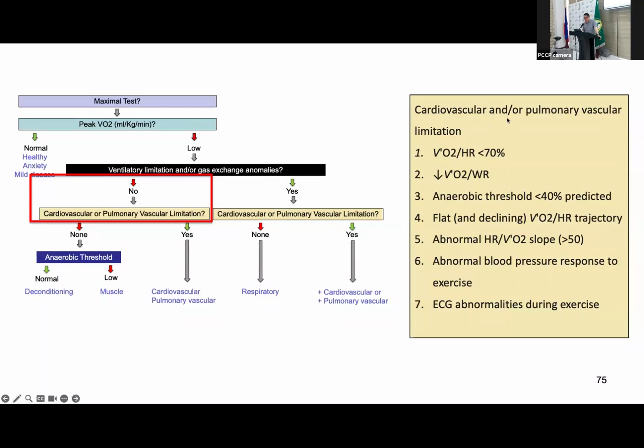So for cardiovascular and pulmonary vascular, you look for abnormality in VO2 heart rate, VO2 work rate, low anaerobic threshold, flattening or declining of the VO2 heart rate trajectory, which is your stroke volume. Okay, abnormal heart rate VO2, which is likewise your stroke volume, abnormal blood pressure response, and ECG abnormalities during exercise. If it is present, then you're pretty sure it's cardiovascular, pulmonary vascular. Okay, if it is absent, you look at the AT.